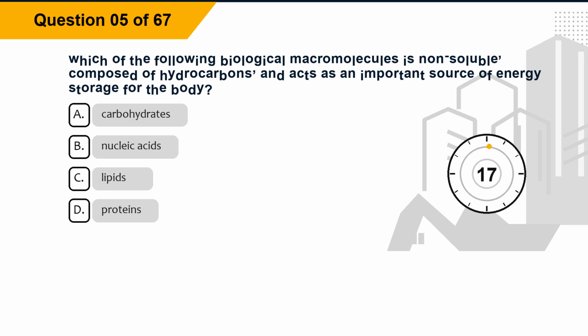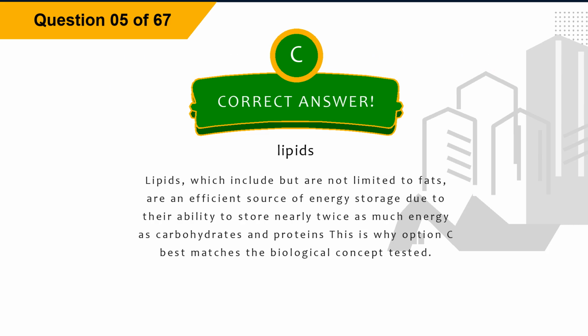Question 5. Which of the following biological macromolecules is non-soluble, composed of hydrocarbons, and acts as an important source of energy storage for the body? Option A, carbohydrates. Option B, nucleic acids. Option C, lipids. Option D, proteins. The correct answer is option C, lipids. Explanation: Lipids, which include but are not limited to fats, are an efficient source of energy storage due to their ability to store nearly twice as much energy as carbohydrates and proteins. This is why option C best matches the biological concept tested.